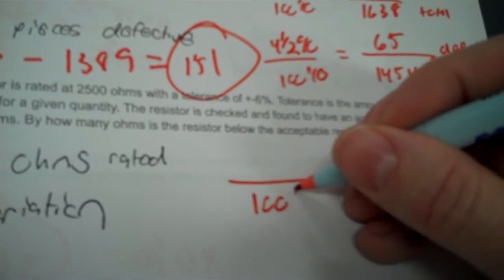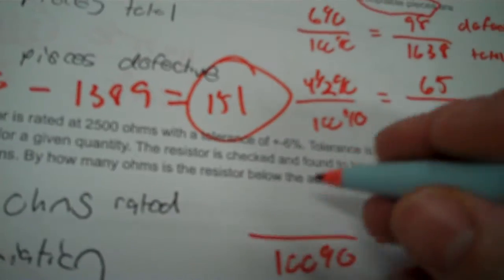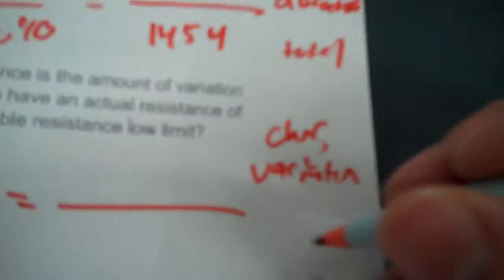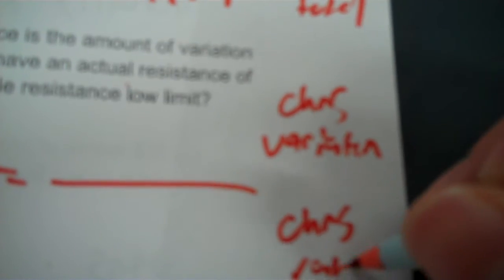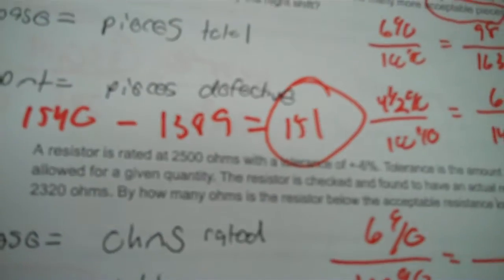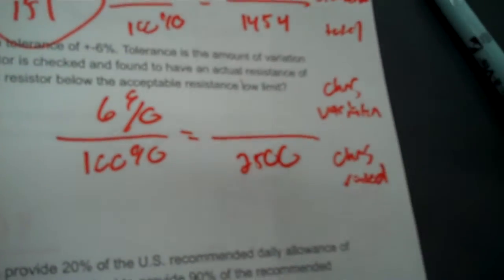So you've got 100%. We're going to use 6%. And the part is your variation, the ohms of variation. That means how many ohms below or above, okay? And then the base is the ohms that were rated, okay? So we're rated at 2,500 ohms, so that belongs here. And then I'm going to cross multiply and divide to figure out how many ohms of variation that could be.